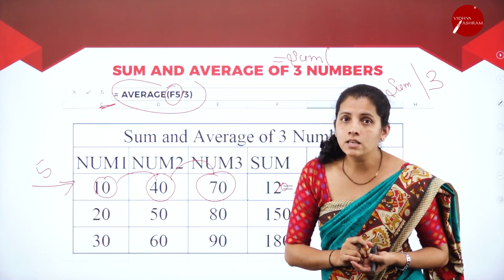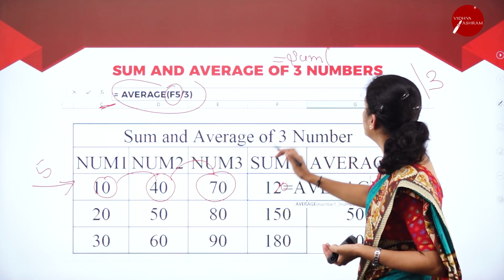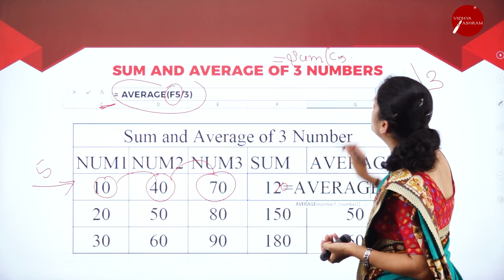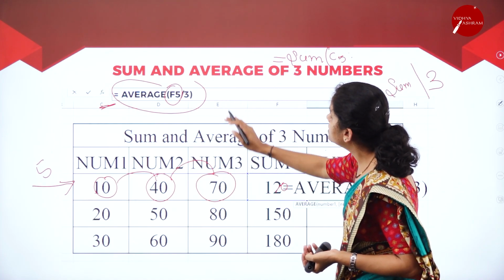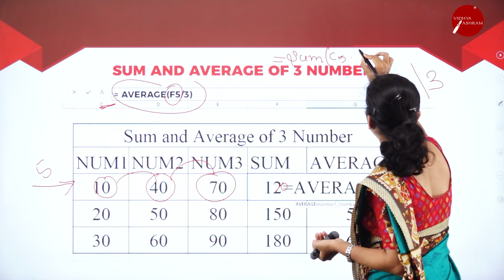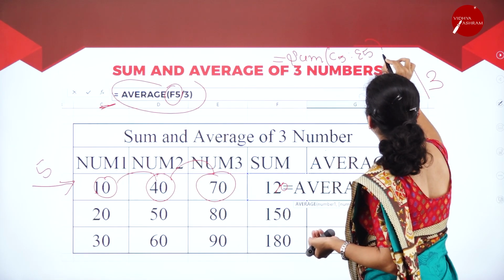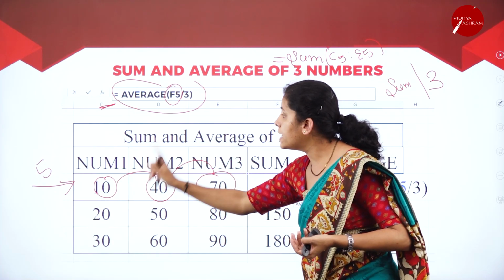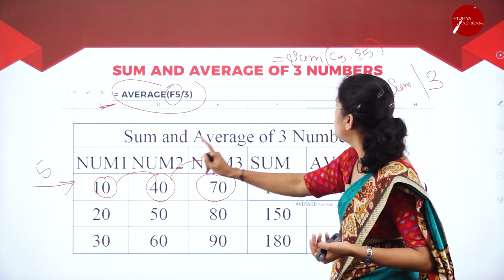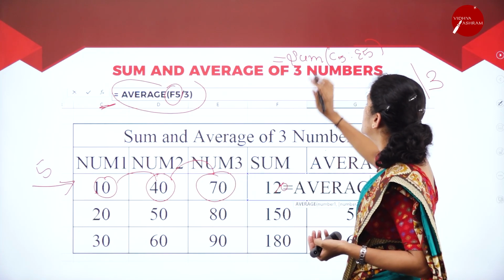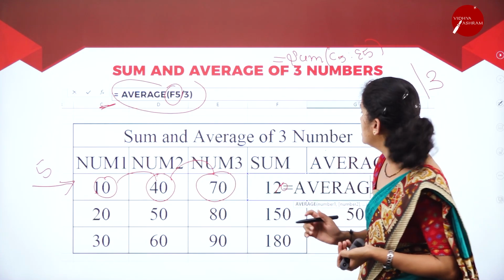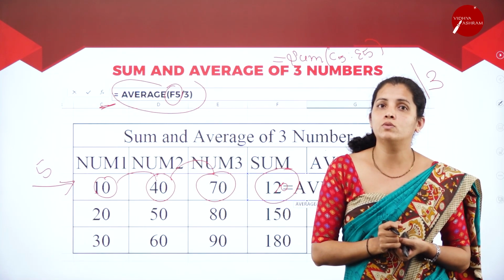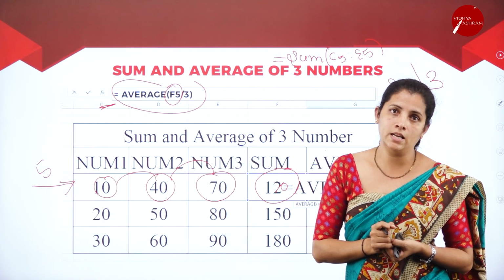What is the cell address I'm going to have here? That is C5 to, I want to specify the range. What is the ending range? That is E5. So I'm going to add the numbers from cell C5 to E5. Then I'm going to place the result in F5. So this is the way you can find the sum of 3 numbers.